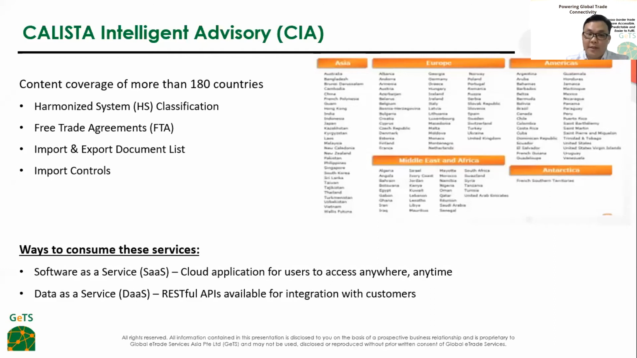For the HS search or HS classification, instead of asking you to put in the HS product description or HS code directly, we allow you to put in the layman description, the product description that you are more familiar with. From that search, you can further drill down to get the FTA, and you can also refer to the import-export document list, as well as check the import controls. There are multiple ways to consume it. If you prefer to use a UI, you can log into the portal, gain access, and then do the search. But if you are a heavy user with high volume transactions, you can call our API.